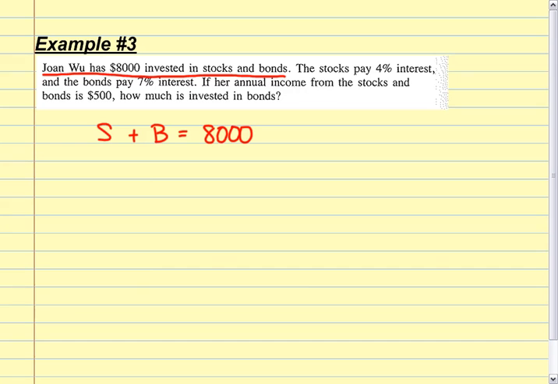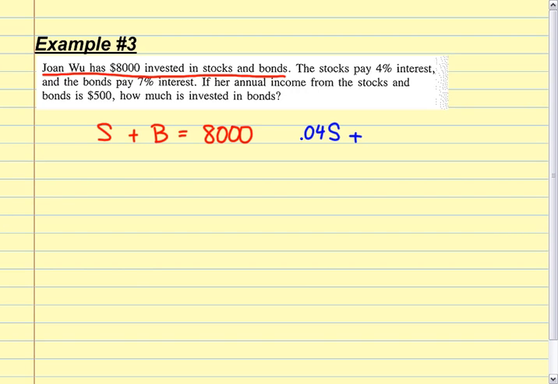Now I'm going to write another equation that tells us how much money these investments make. It says that the stocks pay 4% interest. That means that I multiply the amount in stocks by 0.04. Let me see if I can make an S that looks like an S instead of a 5. Okay, so 0.04 times the stocks. That's how much money I make in stocks.